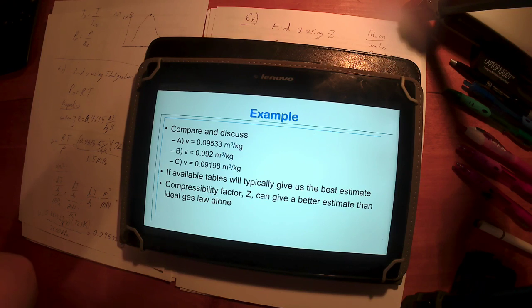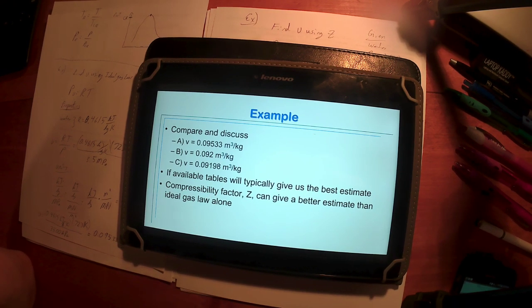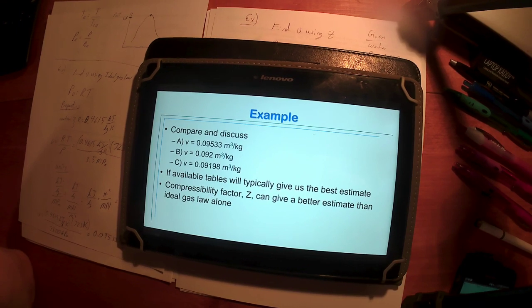Okay? And so if you don't have that, you can stay away from it. Again, it's very rare you're going to use R134 in a region where it's anywhere close to ideal gas. Okay, but if it's air, oxygen, nitrogen, feel free to use ideal gas law for our purposes in this course. Just understand it's only an estimate, and we could improve it.